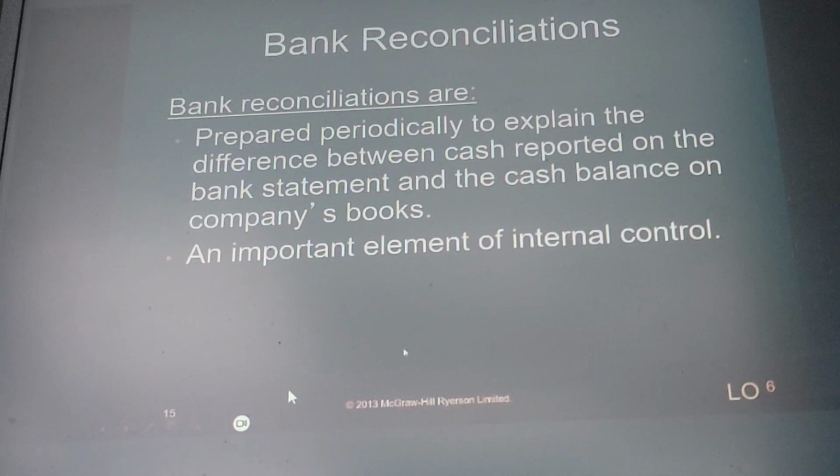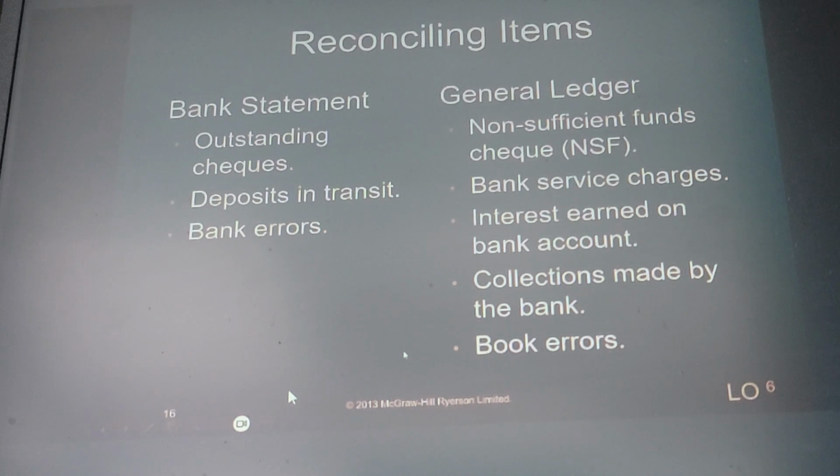So one important element of internal control, okay? These you need to know to figure out what's happening on each side. So the example I just gave you is this, outstanding checks, meaning what is an outstanding check? I gave the check, the person didn't go to the bank and cash it. So it's an outstanding check.